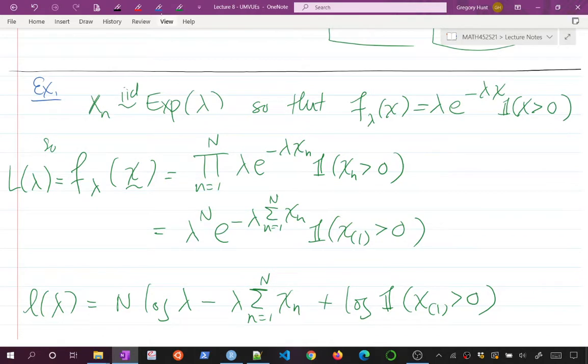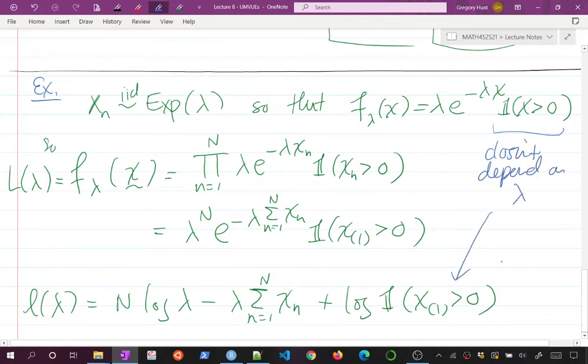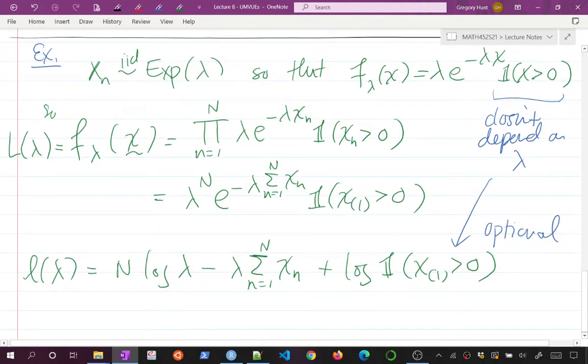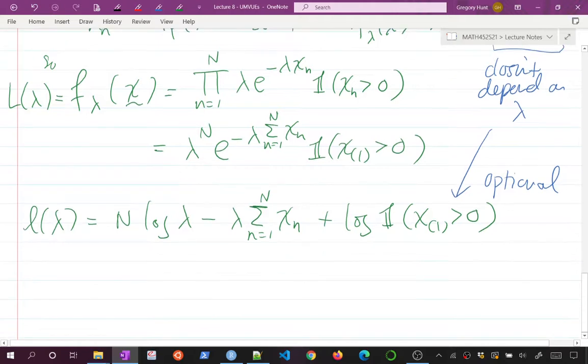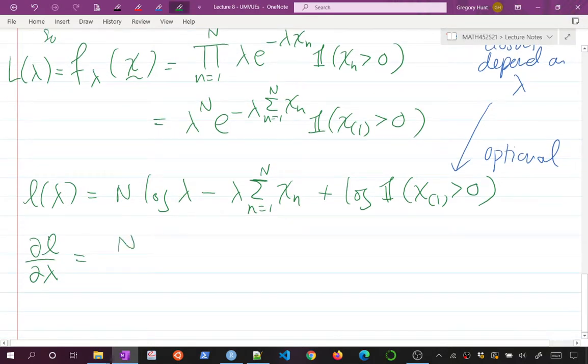And you can always optionally leave off the support as long as it doesn't depend on the parameter. So this doesn't depend on the parameter, which makes this kind of thing optional. It's not going to affect anything. We're going to drop it. So say if you want to find the MLE, I'm going to take a derivative of this, dl d lambda. It's going to go away because it doesn't depend on the parameter. What do I get? N over lambda, we've done this a couple times, minus the sum.